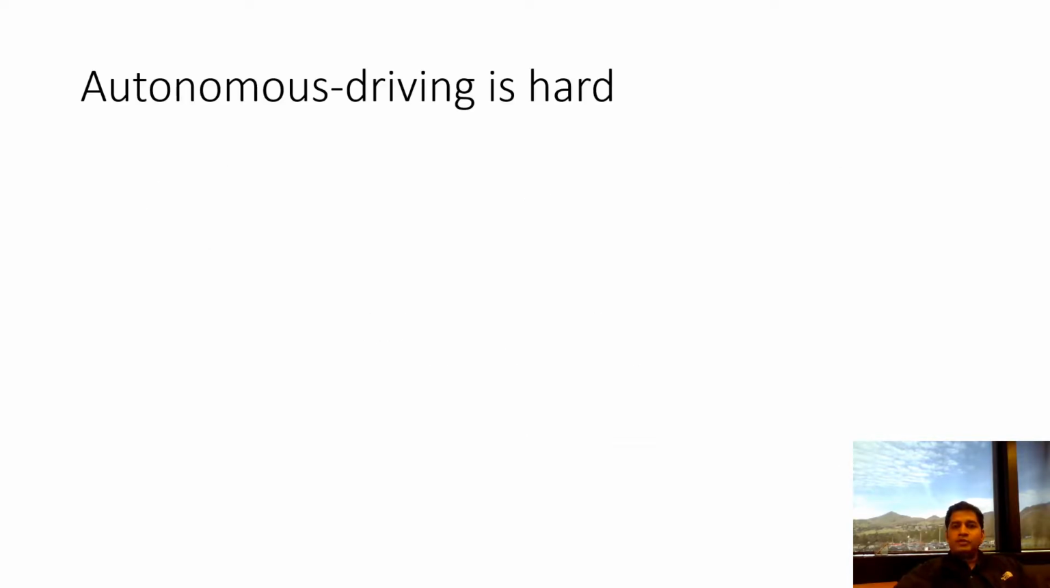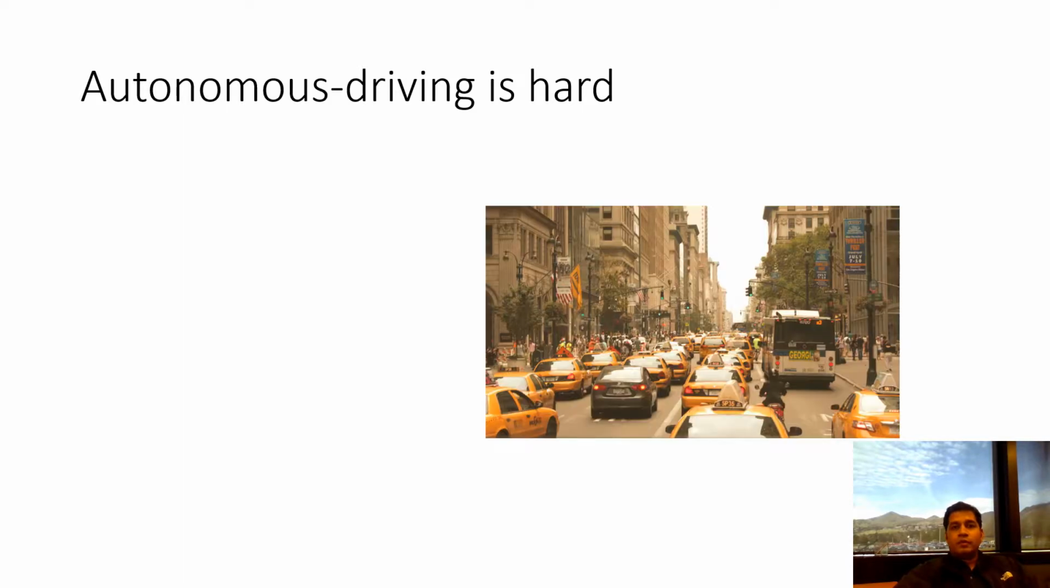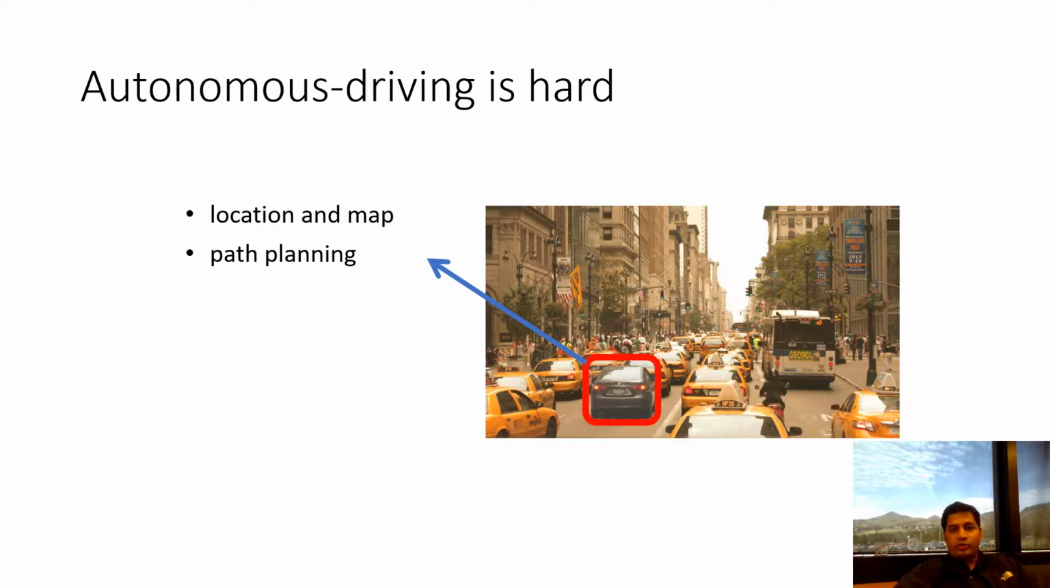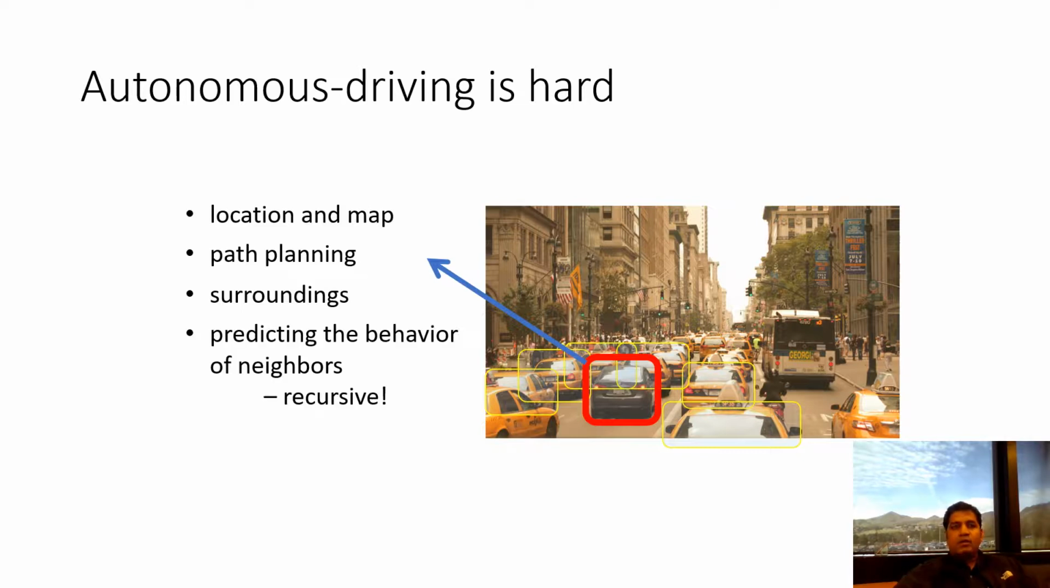So first of all, why is autonomous driving hard? Look at an image like this. You have hundreds of cars on a street in New York City. If you want to navigate a car from point A to point B, the first thing that you need to know is the location of the car in the map. How do I plan my path from point A to point B without colliding with other cars? In order to do that, I need to know the surroundings and predict the behavior of my neighbors. And these neighbors, of course, depend on their neighbors' behavior. So it is a recursive thing.